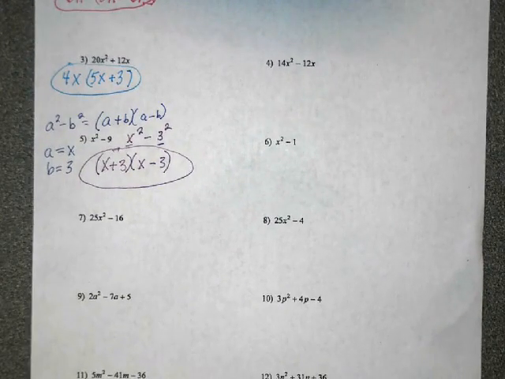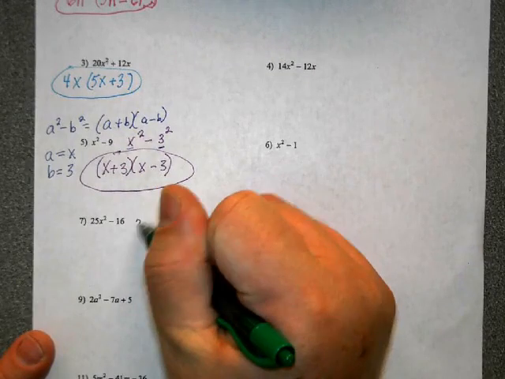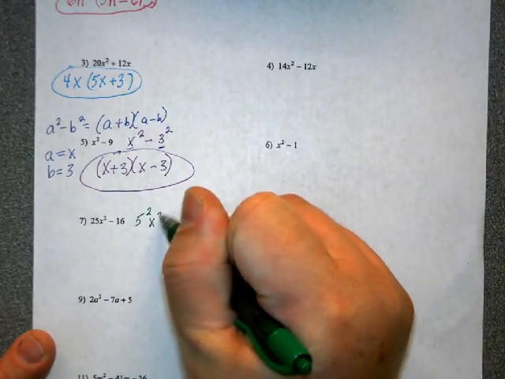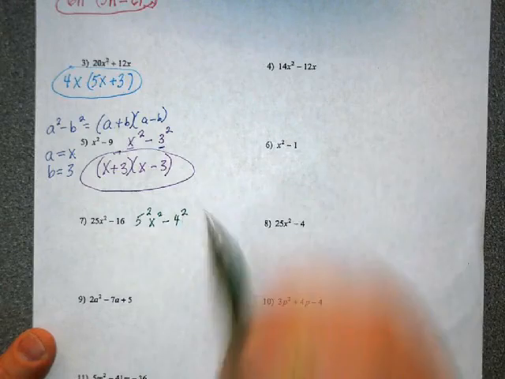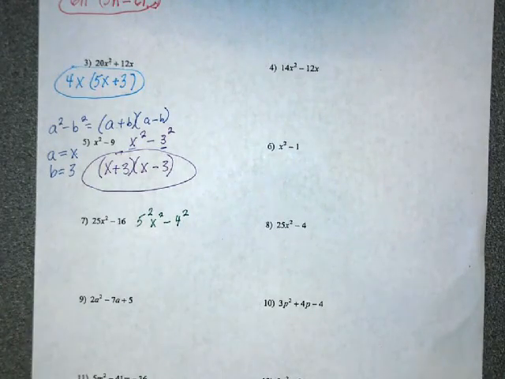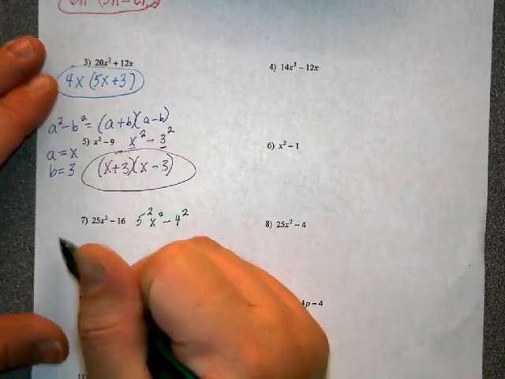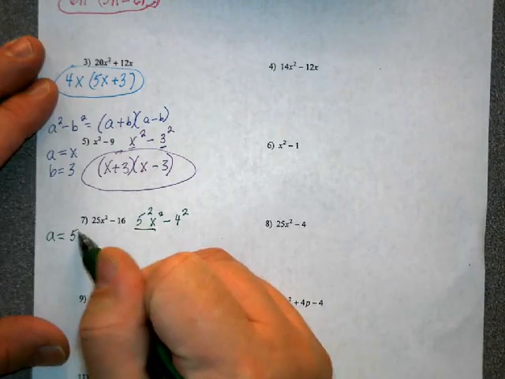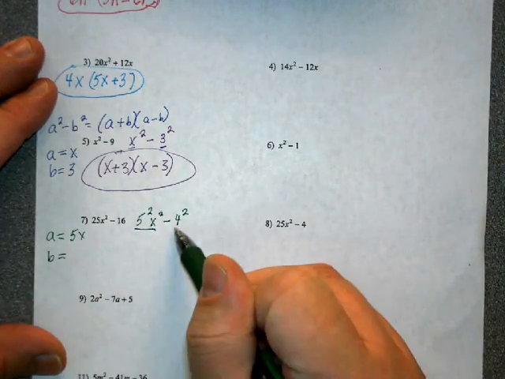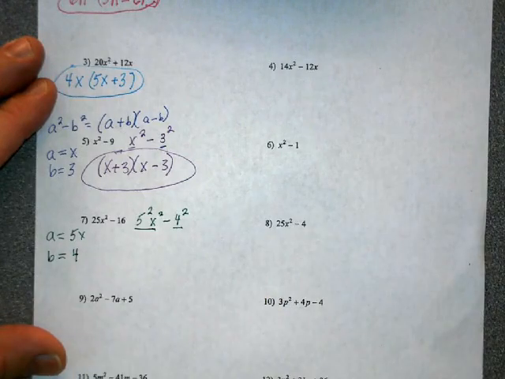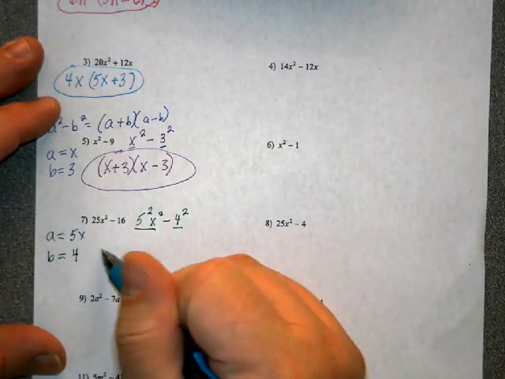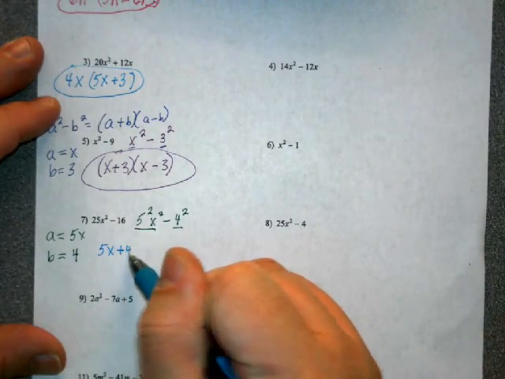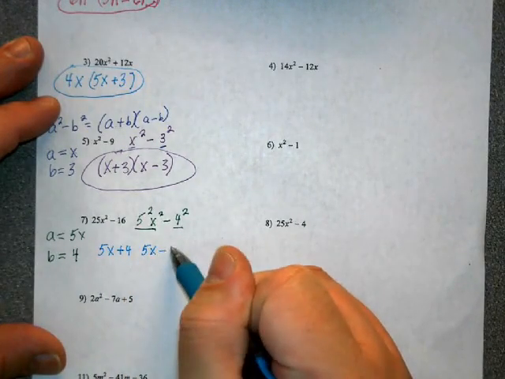Number 7 is also a difference of squares. I got to rewrite this as 5 squared x squared minus 4 squared. Remember, on your factoring flowchart, you got that little box of perfect squares, right? So my a is the base 5x. My b is the base 4. So I have 5x plus 4, 5x minus 4.